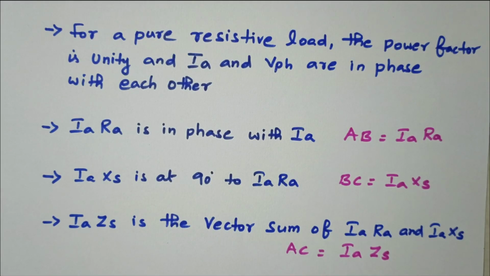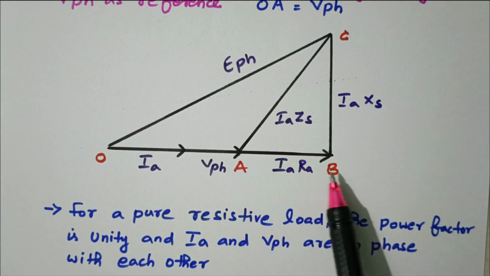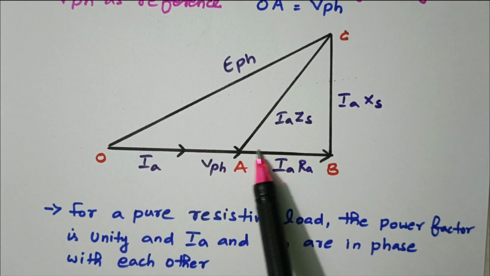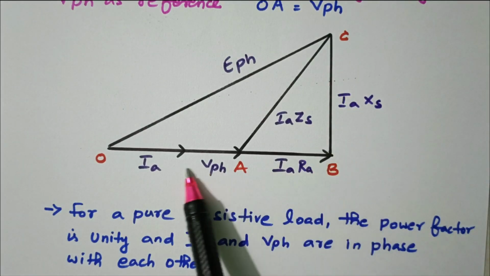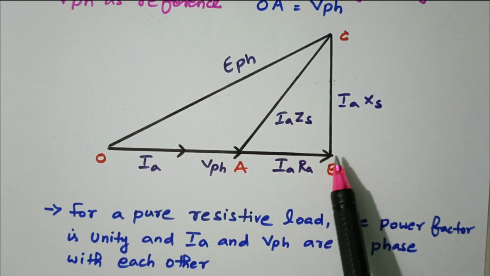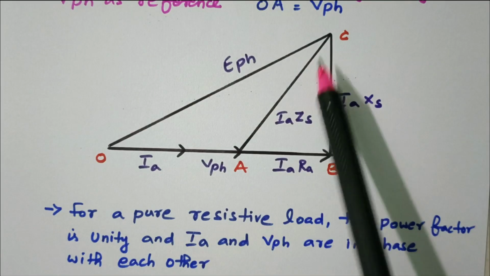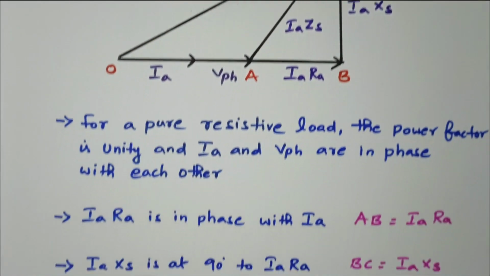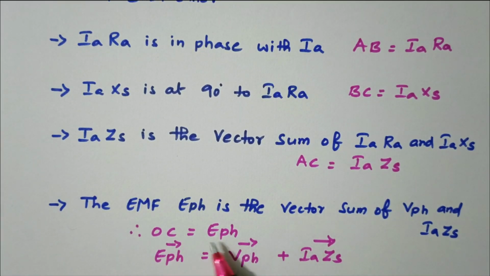Now we'll refer to this diagram again so that we are able to understand. See this IARA, that is AB equal to IARA, in phase with the current. Both are available in the same line. IAXS, that is BC, has a 90 degree phase difference with IA. Right? IARA is in phase, IAXS is 90 degrees with the current. The sum of these two is IAZS, that is AC. So that is what we discussed. Then we'll go to the final E phase. Our aim is to find the E phase. So OC is E phase, that we have to prove is the vector sum of V phase and the IAZS vector.